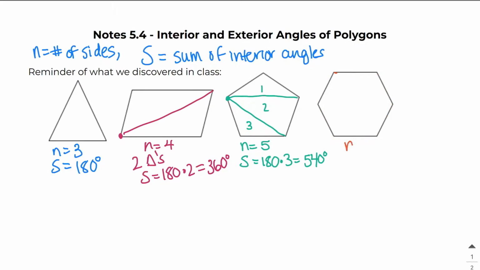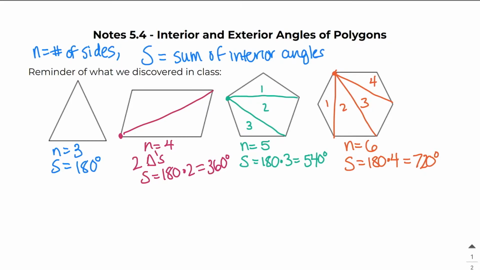Lastly, in this one right here, we have 1, 2, 3, 4, 5, 6 sides. So here, n equals 6. When I draw in the diagonals, I end up getting 1, 2, 3, 4 triangles. So the sum of the angles is equal to 180 times 4. Why am I always multiplying by 180? Because the angles in a triangle add up to 180. So in a six-sided figure, the angles will always add up to 720 degrees.